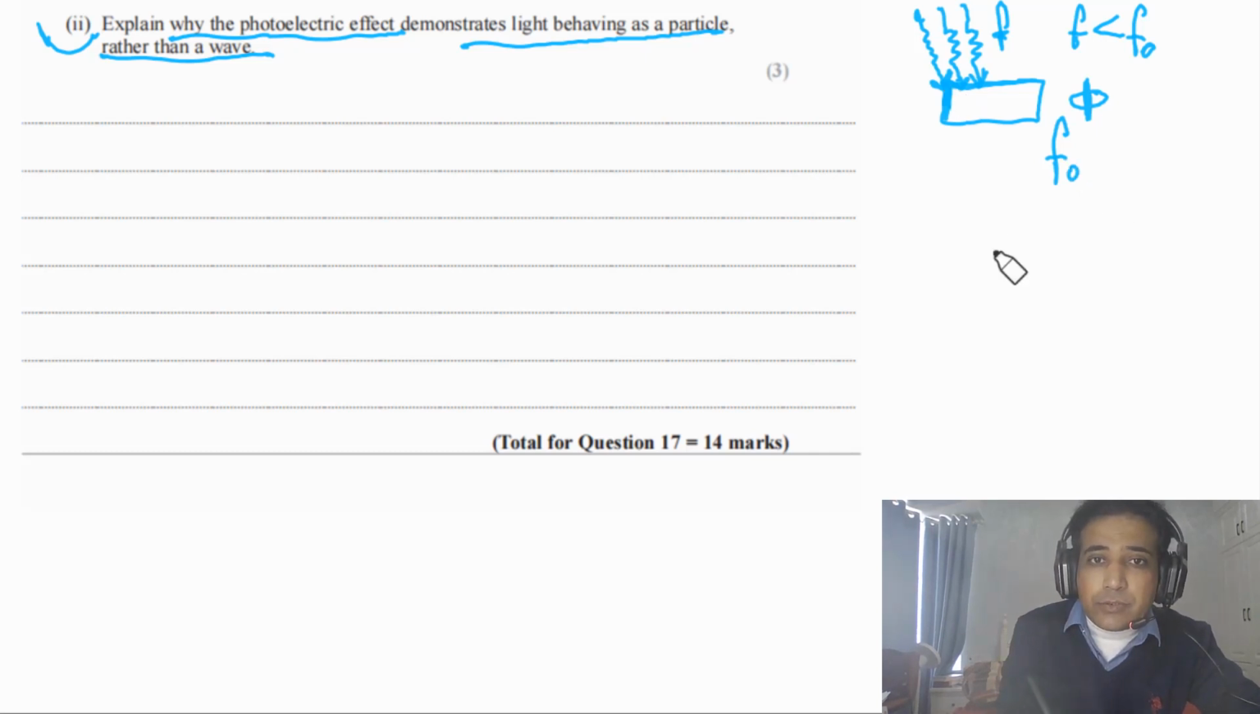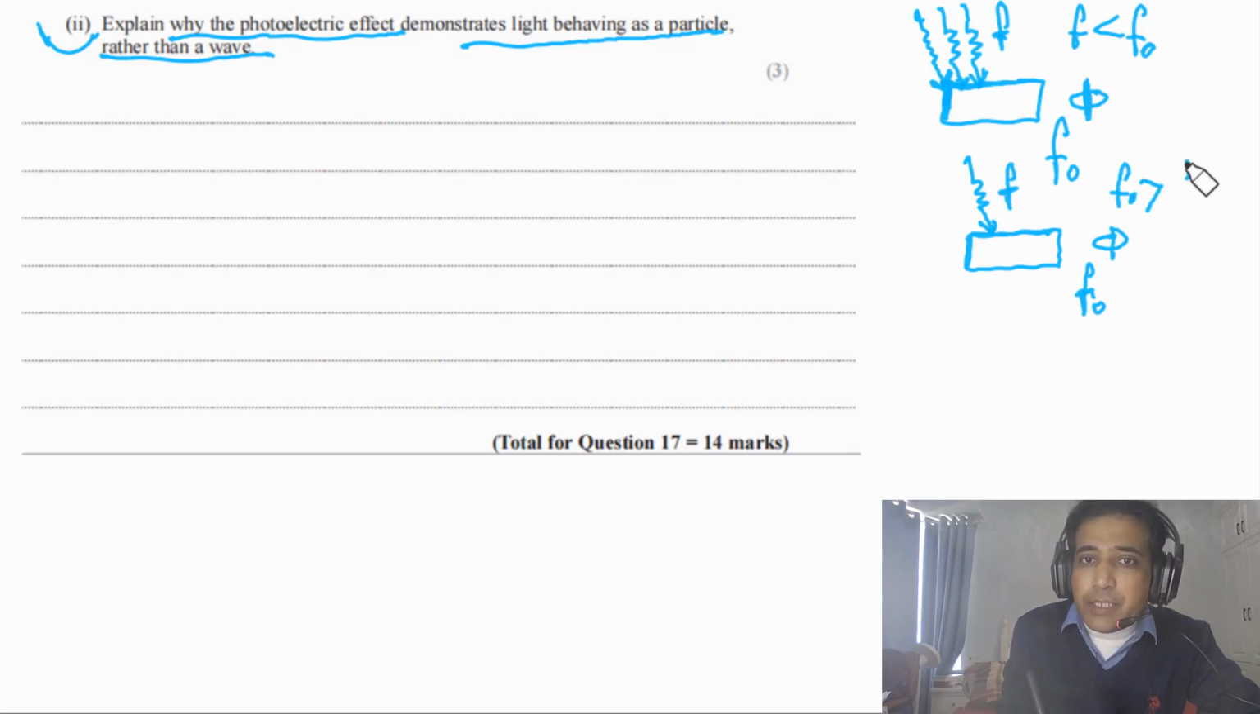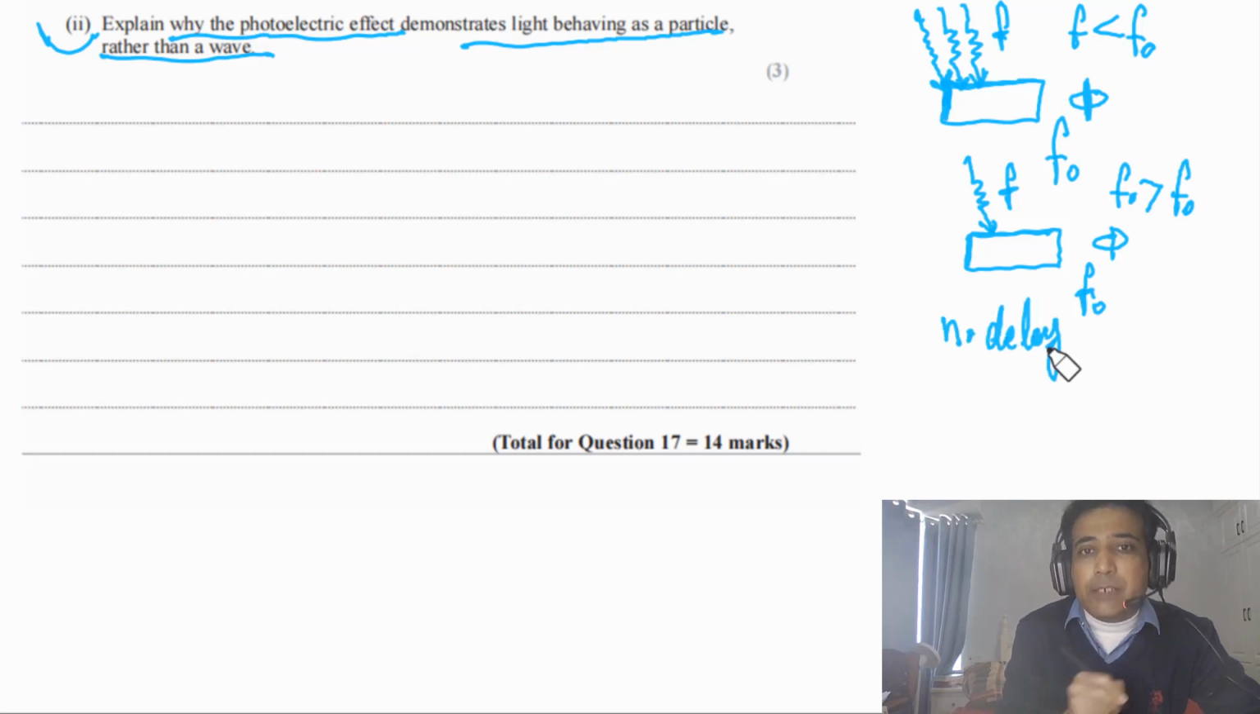And the second thing we can understand is, now imagine that we have this metal, work function of this one is phi, and threshold frequency is f0. Now if we shine light on this one, and frequency of this EM radiation is f, and if f is greater than f0, there will be emission of electrons without any delay. There will be no delay and there will be emission of electrons.